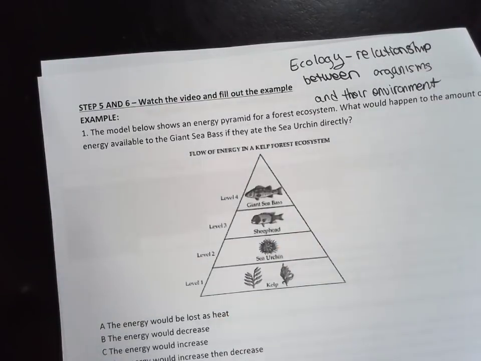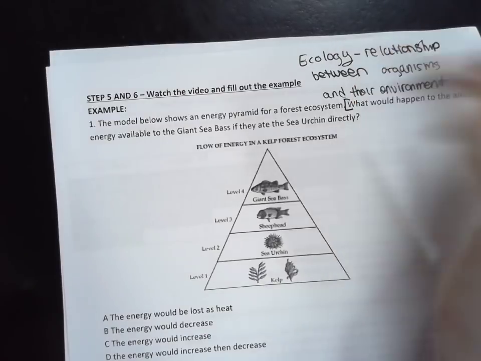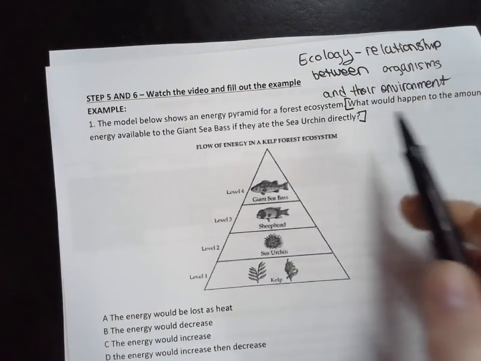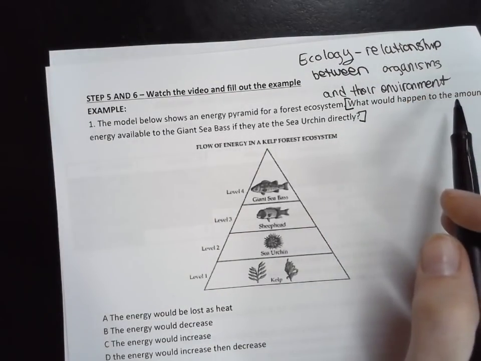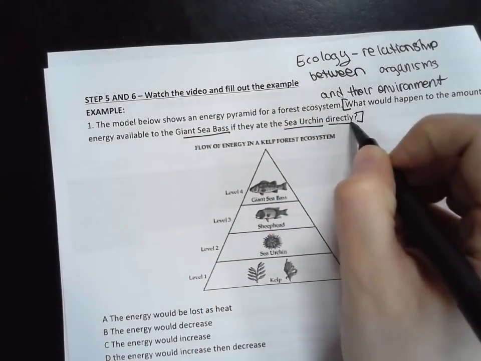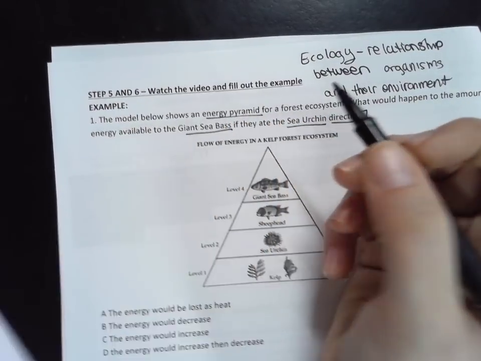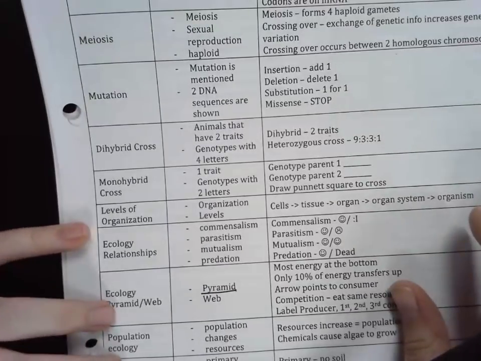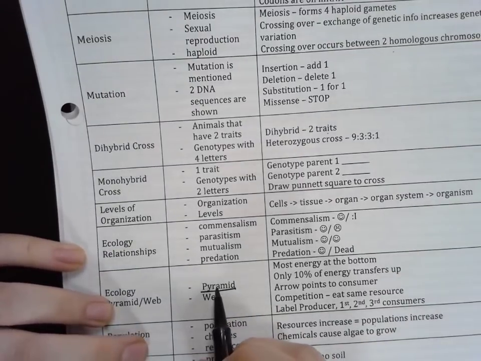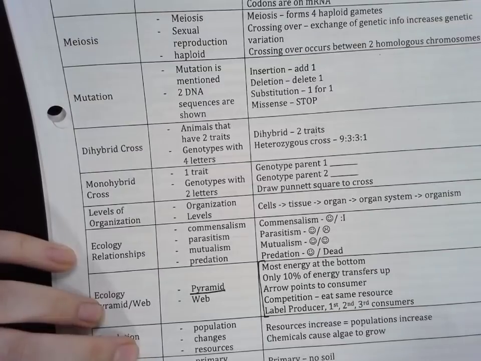We're going to break this question down so you know how to do the next one. So the first thing I always do is bracket and then read my question. So what would happen to the amount of energy available to the giant sea bass if they ate the sea urchin directly? So I know that this is talking about energy pyramids, so if I use my resource, my topic breakdown, I can find my keyword pyramid, and then these are all the key points that I need to know, and I can annotate on my paper.